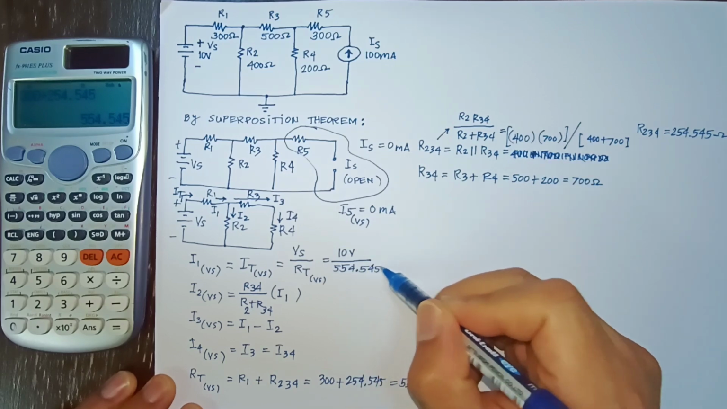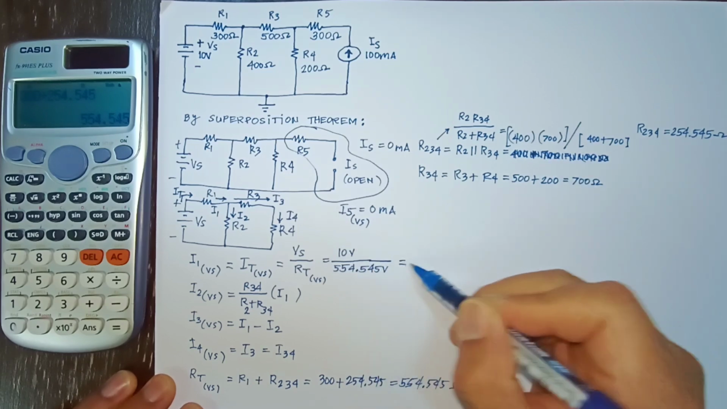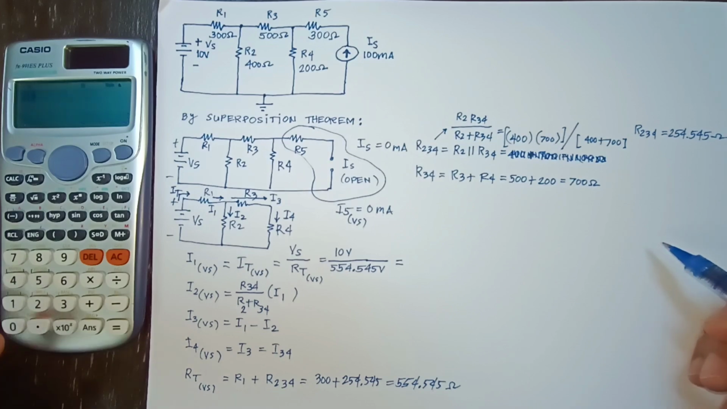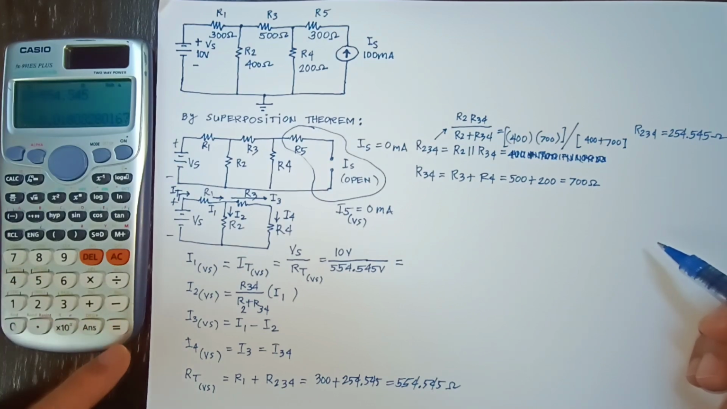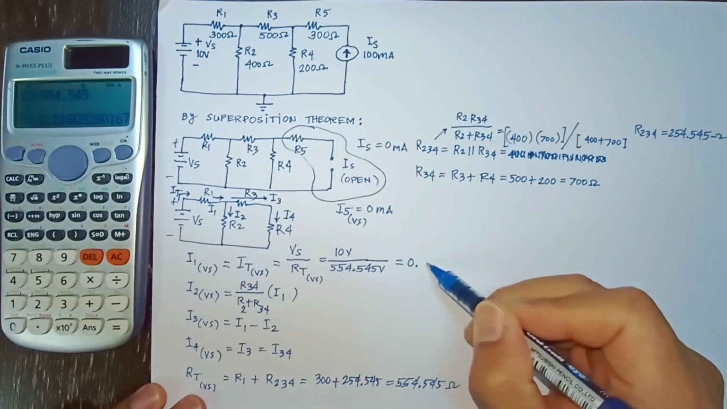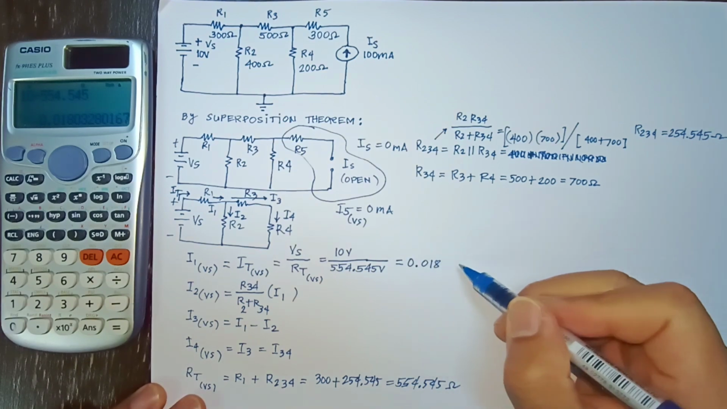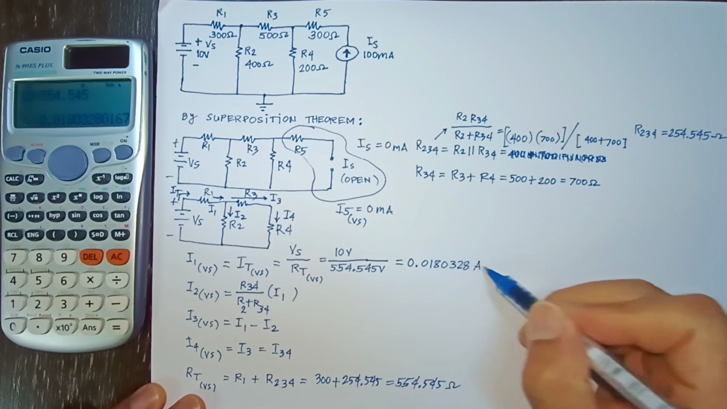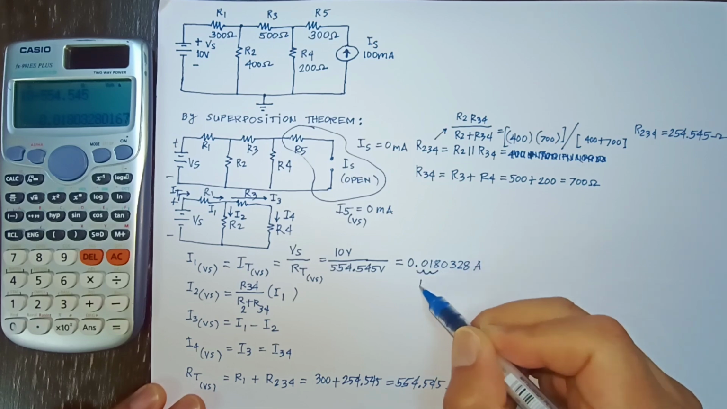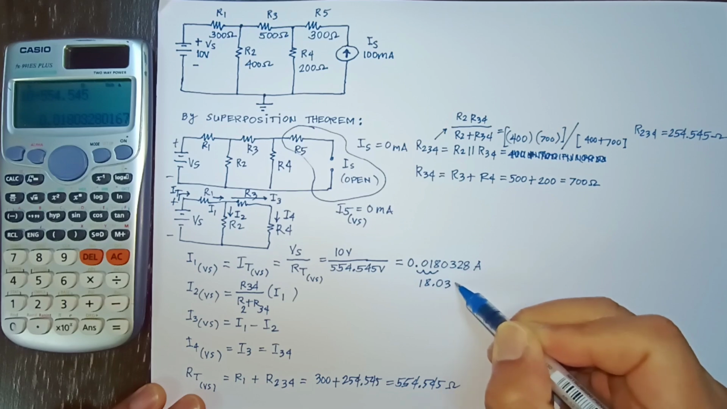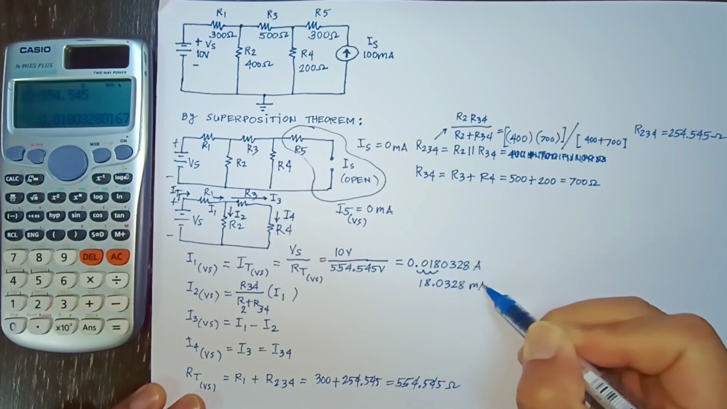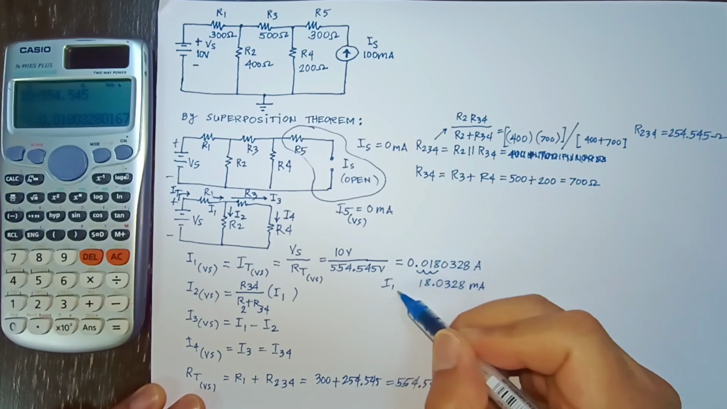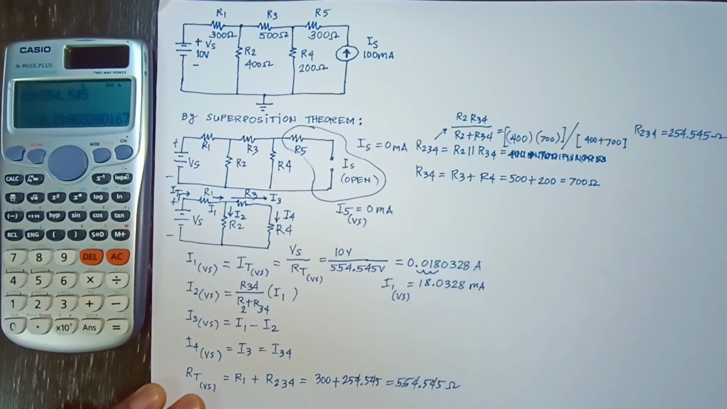Because we already know the RT, we can now substitute it here for the I1 or IT calculation, and we will get 10 volts divided by 554.545 ohms. Let's calculate the value. 10 over 554.545 would give us 0.018032 amperes, or let's move the decimal point 3 spaces to the right. That would give us 18.0328 milliamperes for I1 with respect to Vs.